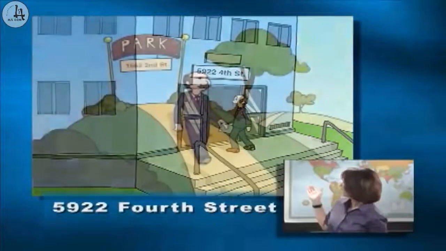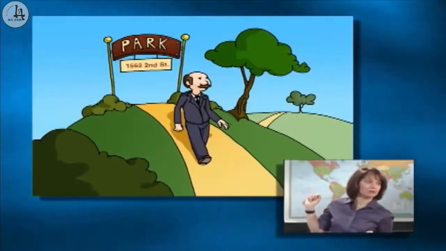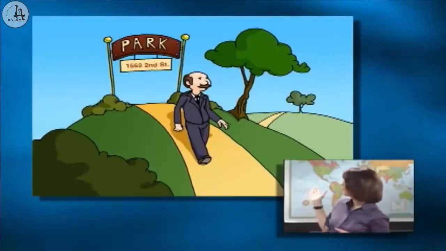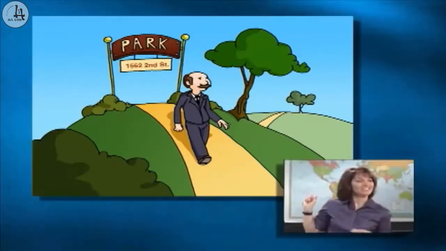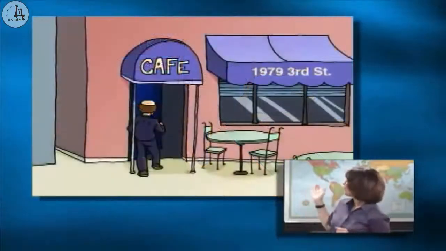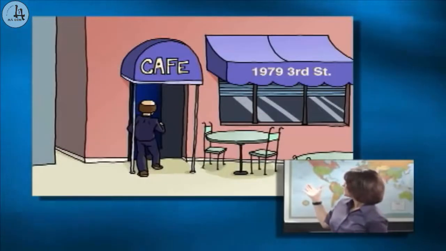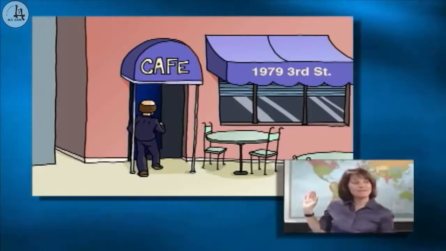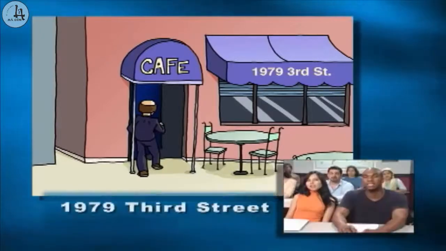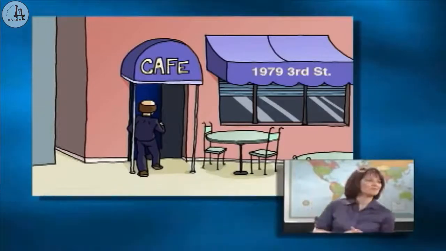5922 4th Street. Where's Bob now? Is he at the market or at the park? He's at the park. Okay, let's try another. Where is he? Is he at his house or at the cafe? The cafe. What's the cafe's address? 1979 Third Street. Great job, everyone.